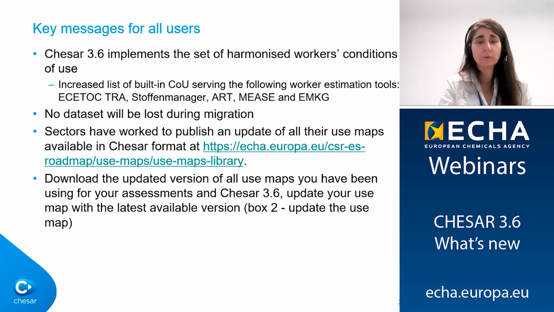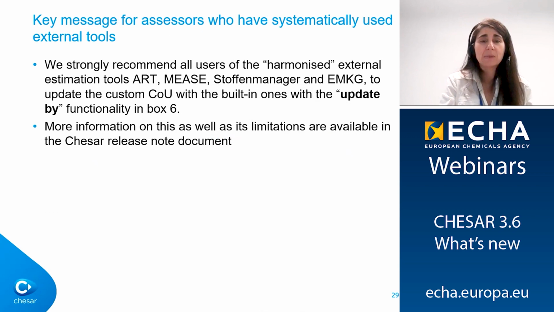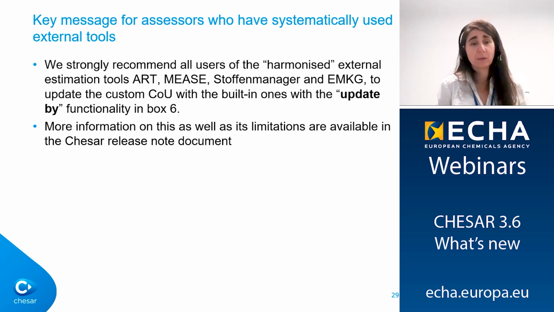We recommend you to download the updated version of the use map that you have used for your assessment and update your Chesar 3.6 from the box to update use map. The key messages for the assessors who have systematically used the external tool is that, first of all, we recommend to use the harmonized built-in condition of use. But before doing that, you need to remember to check if it will be possible to update your custom condition of use by using the Update by functionality in box 6. More information as well as the limitation of this Update by functionalities are available in the Chesar release note document.